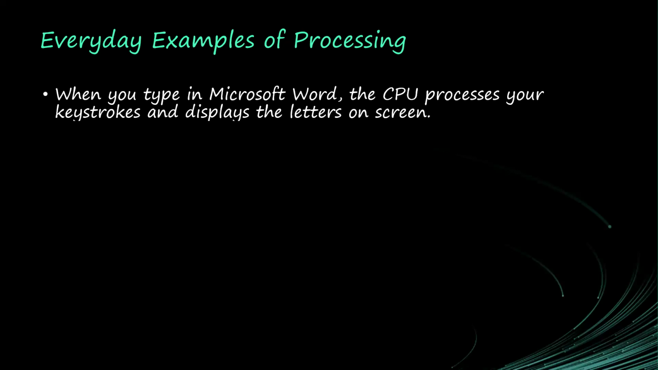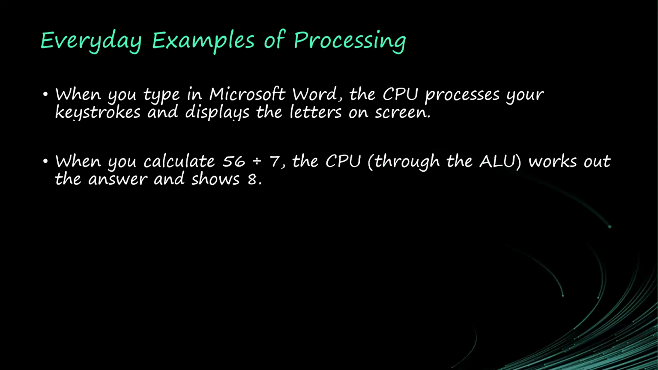Okay, so when you calculate 56 divided by 7, the CPU will go through the arithmetic logic unit. The CPU works out the answer and shows you 8. The part of the CPU that does this arithmetic is called the arithmetic logic unit. We'll talk more about the parts of the CPU, okay? So these are simple examples of processes.